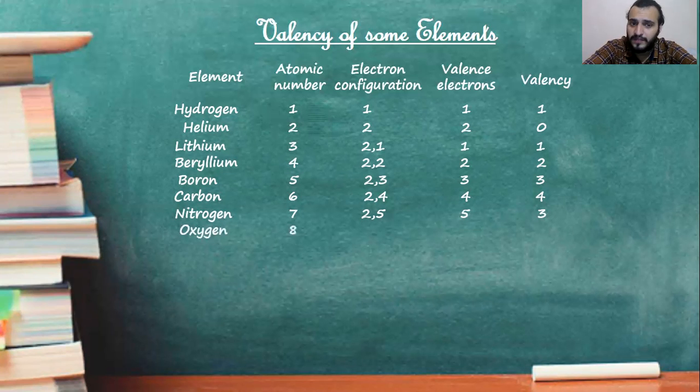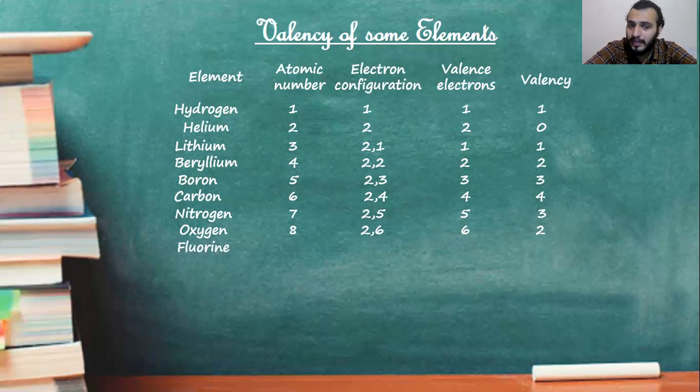Similarly, oxygen, atomic number 8, electronic configuration 2, 6, valence electrons 6, correct? So again over here, oxygen will also gain, that is, it will accept 2 electrons, it will take 2 electrons and become stable. So 6 plus 2 becomes 8, hence its valency is 2.